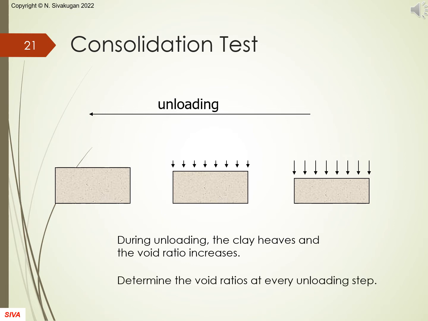After reaching an applied pressure of about 1000 kilopascals or more, the specimen is unloaded in 3 or 4 steps, computing the void ratios at every step. Understandably, the specimen heaves and the void ratio increases during unloading.